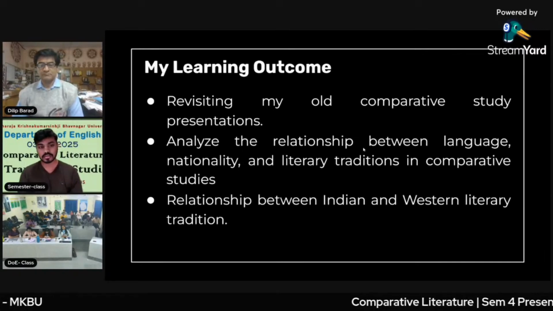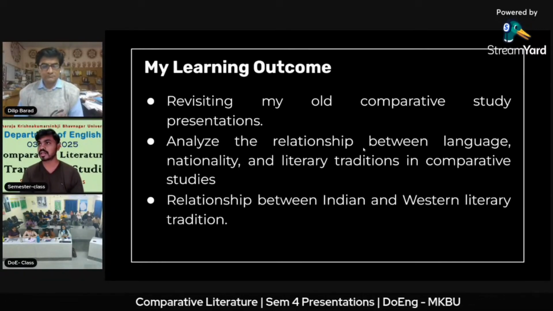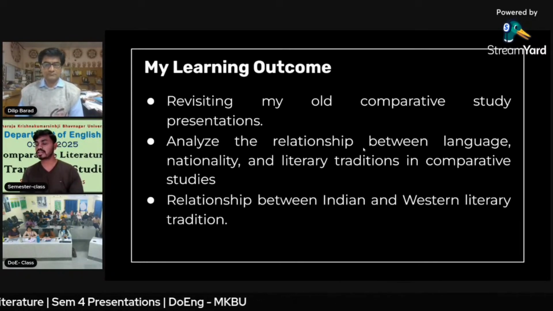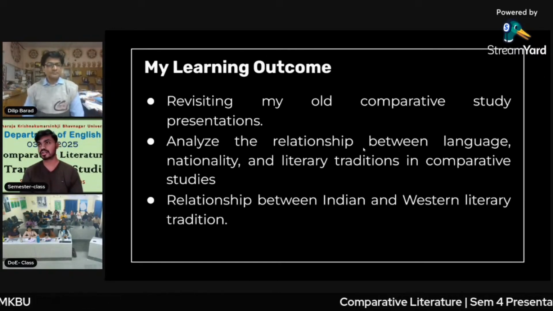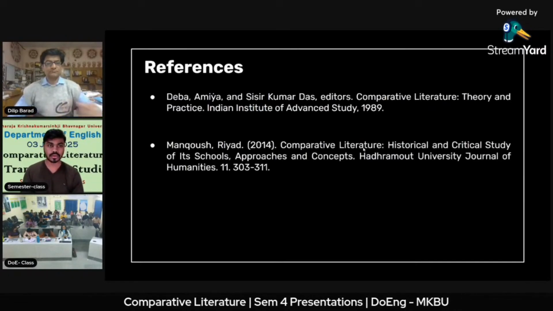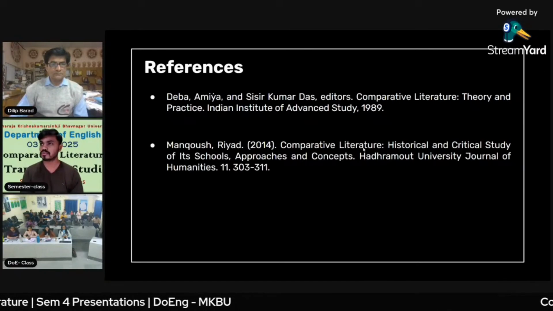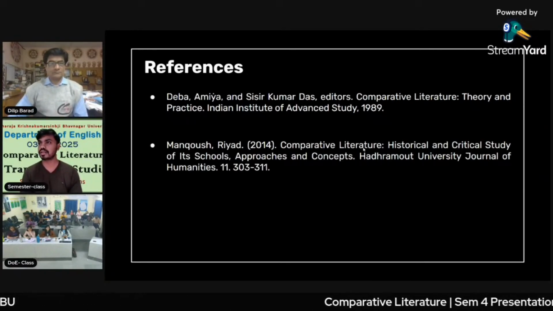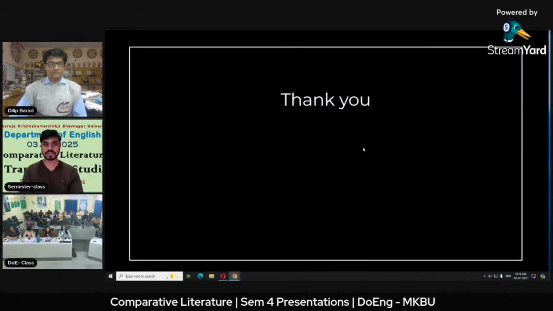And another thing is the relationship between language, nationality, and literary traditions, how these things go hand in hand, and how they are also complicated in their own manner. And also the relationship between the Western and Indian literary traditions, whether historically or till now. So these are the references, and I also want to acknowledge that Akshay and I have used ChatGPT to simplify this article's language, and also to gain a deeper understanding of this article. And thank you. Now you can ask any questions.